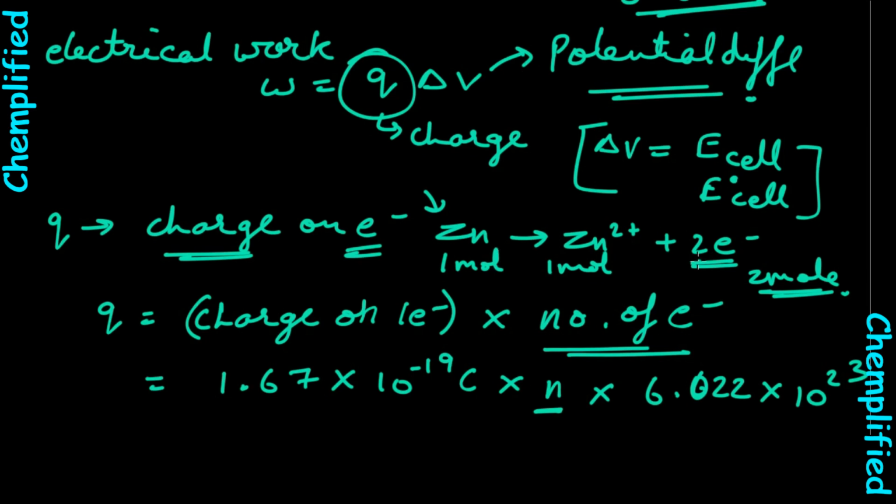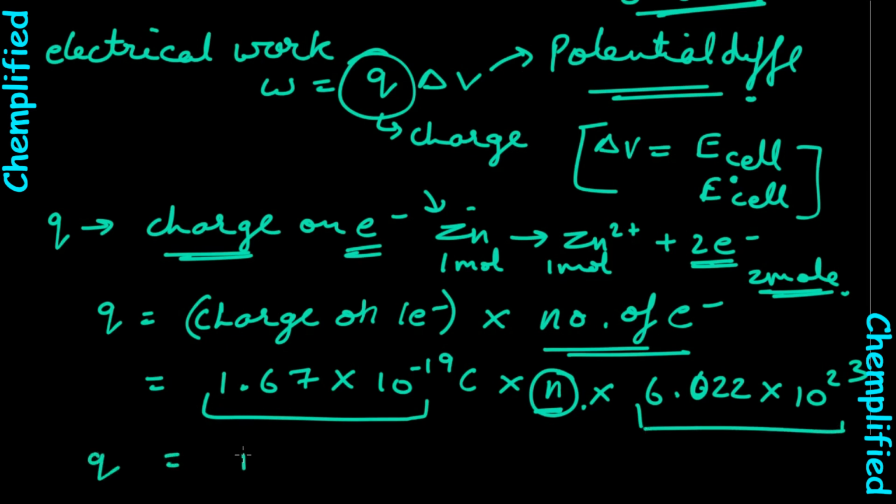N represents number of moles of electrons. Since one atom is releasing 2 electrons, 1 mole zinc will release 2 moles of electrons. So in case of zinc, we will write the value of N is equal to 2. For the final formula, you have to multiply the charge on one electron by Avogadro number, and when you do that, you find that Q is equal to N multiplied by 96485 coulomb.